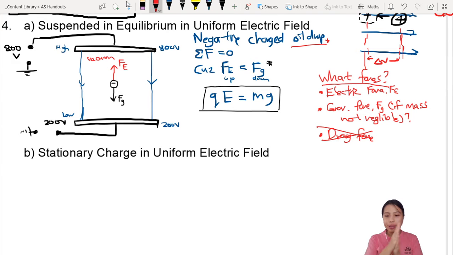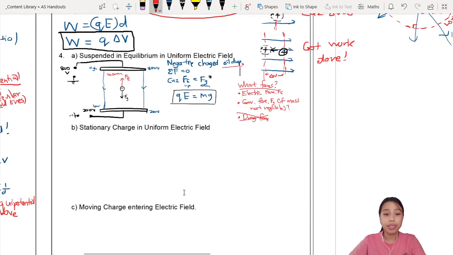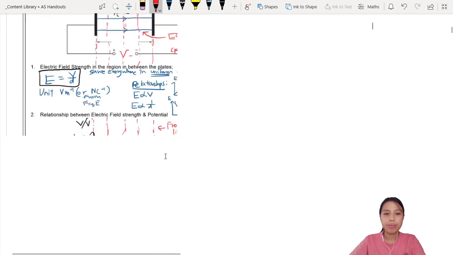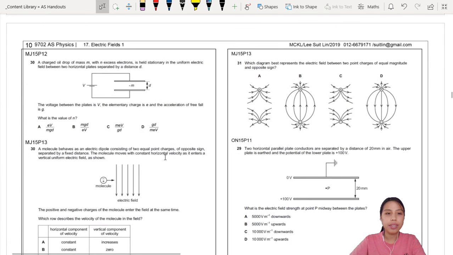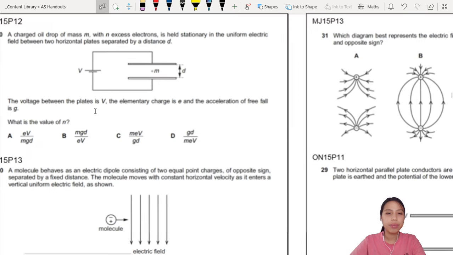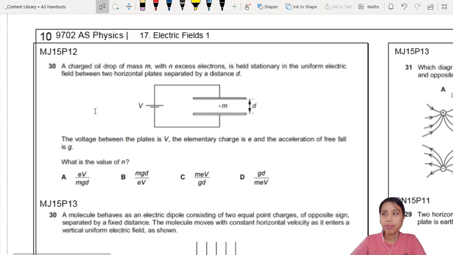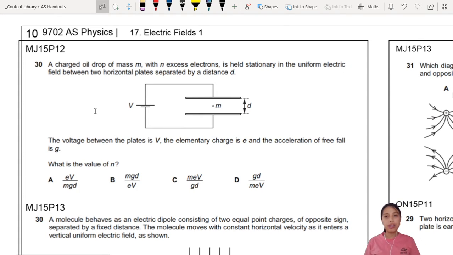Okay, so let's look at some examples based on this idea of suspended in equilibrium. Let's turn over to page 10 to look at the first one. Turn over means scroll over for me here, so give me a moment to scroll down to page 10. 6, 7, 8, 9, 10. This one. So this first one is a past year question. Oh, that's kind of fuzzy. Okay. So this is MJ15 P12, question number 30.